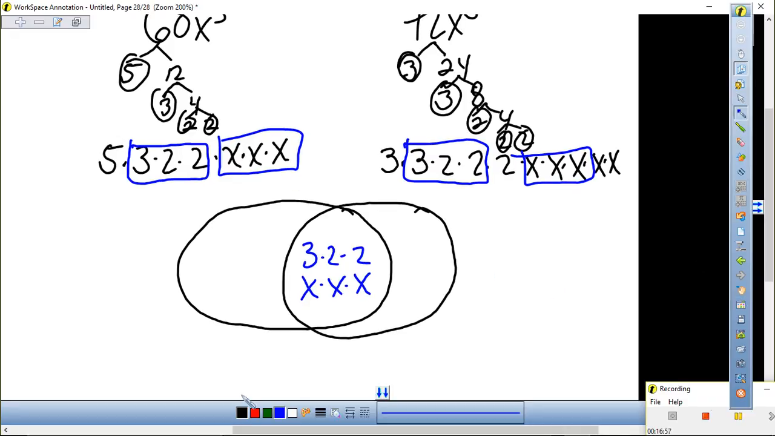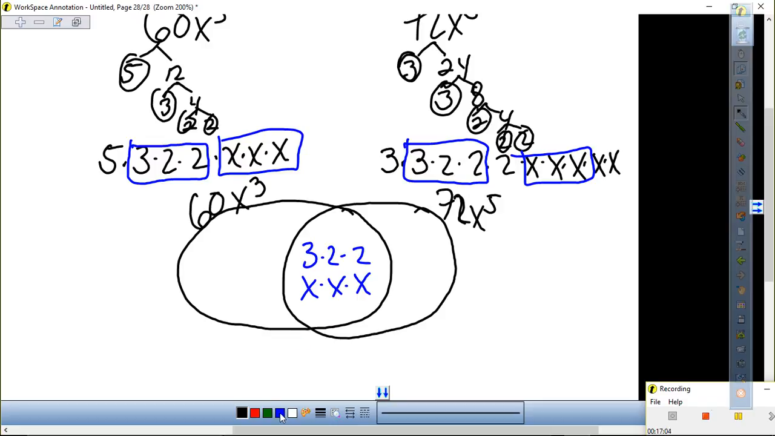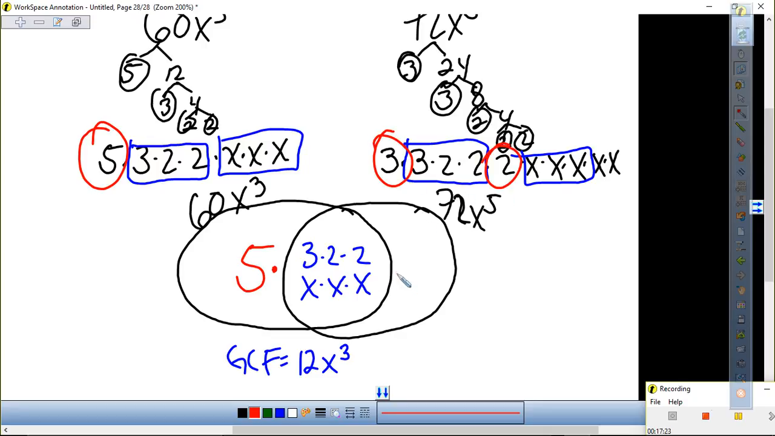Oh, I'm sorry, I forgot to label this one. This was 60x cubed, 72x to the 5th. Okay. What is my GCF up to right there? 12x cubed. That is correct. What's left over on the left side? 5. Put a little multiplication sign right there. What's left over on the right side? The 3 and the 2. So 3 times 2 is 6, and then we got x and x. And with that, we can find our LCM.